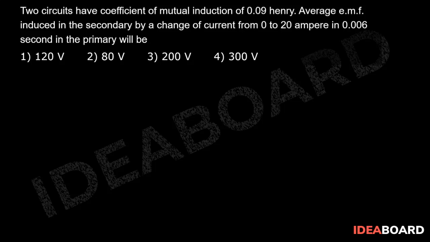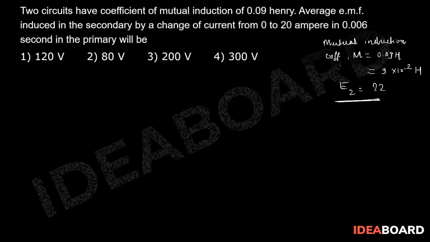So in this question, first of all, what information is being provided to us? The mutual induction coefficient M is equal to 0.09 Henry, which we can write as 9 into 10 to the power minus 2 Henry. Now they are asking the value of average EMF induced in the secondary coil. That means they are asking for E2, right? By the change in the current from 0 to 20 ampere in primary coil.